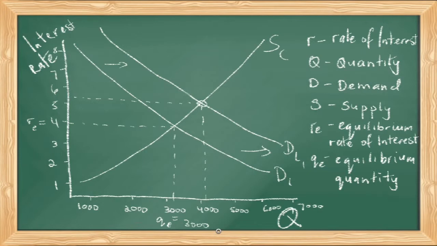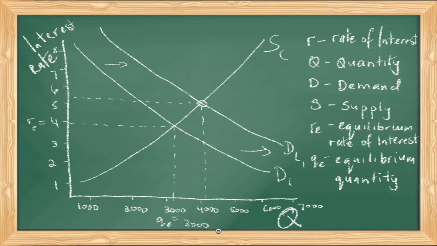So we see interest rates will be approximately 5.5%, and the new level of loanable funds that will be demanded and supplied will be approximately $4,200. So initially, before the change in demand took place, the rate of interest was 4% and equilibrium was approximately around $3,000. Now we have a higher rate of interest and a higher equilibrium quantity of loanable funds.